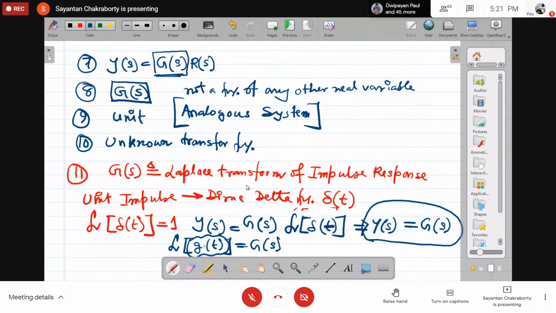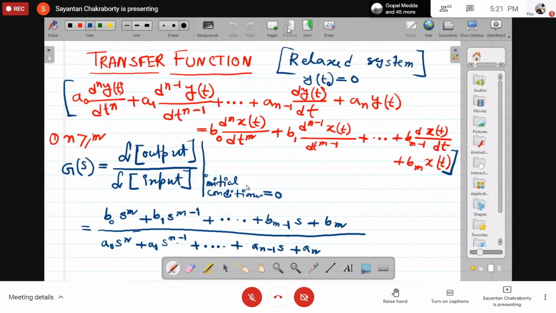So this is the basic principle of a transfer function. Now, one thing I think I have missed out regarding this n greater than or equal to m. Given this transfer function, there will be three situations. What are the situations? First of all, n greater than m.